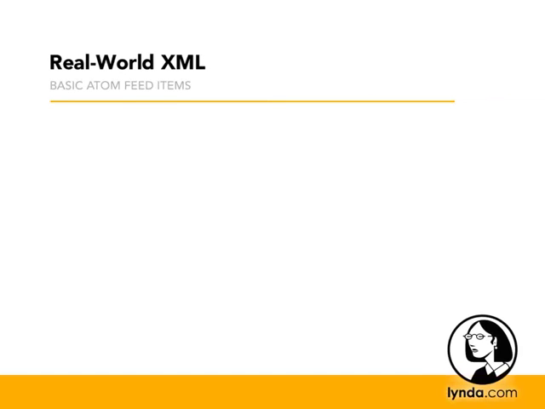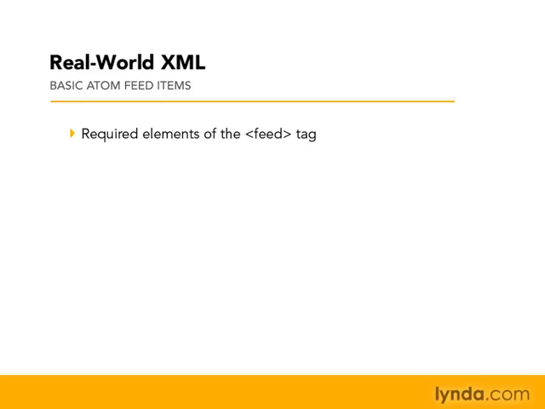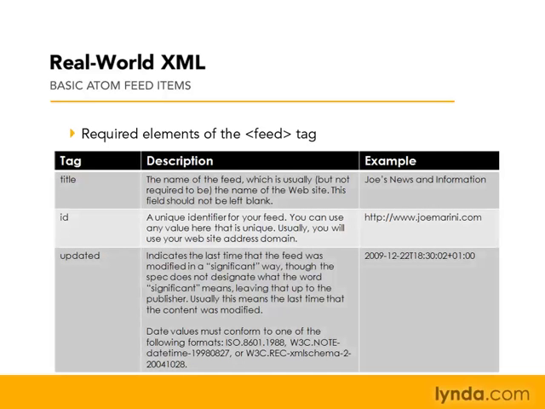Okay, Atom feed tags have some required elements in order to make the feed useful. And I've listed the 3 elements that are required on the feed tag here. The first one is the title tag. The title tag indicates the name of what the feed is, and this is usually, but it's not required to be the name of the website that supplies the feed.